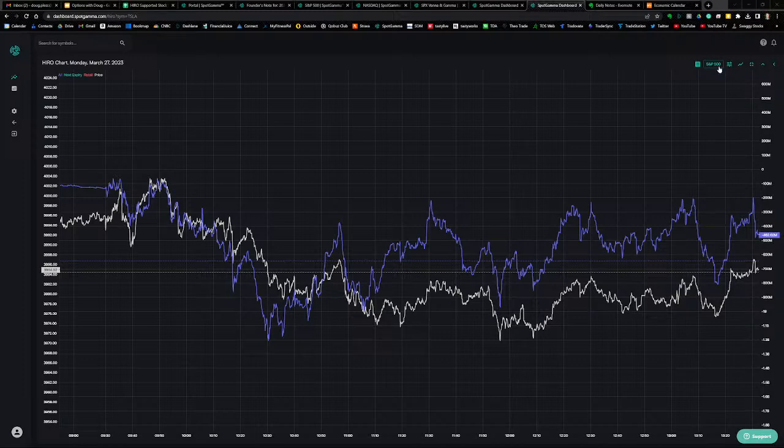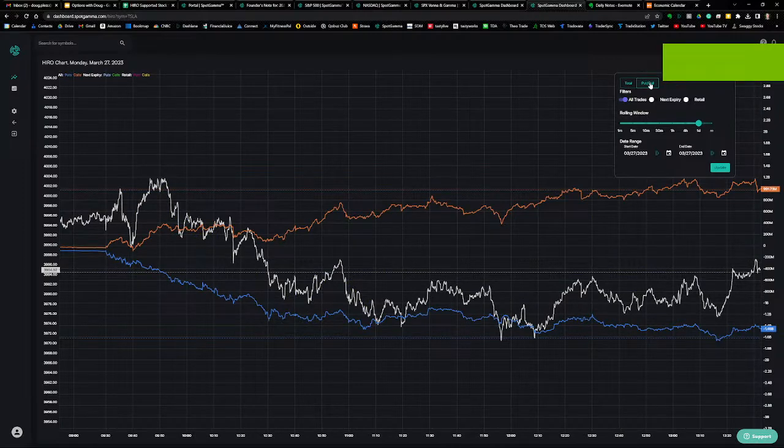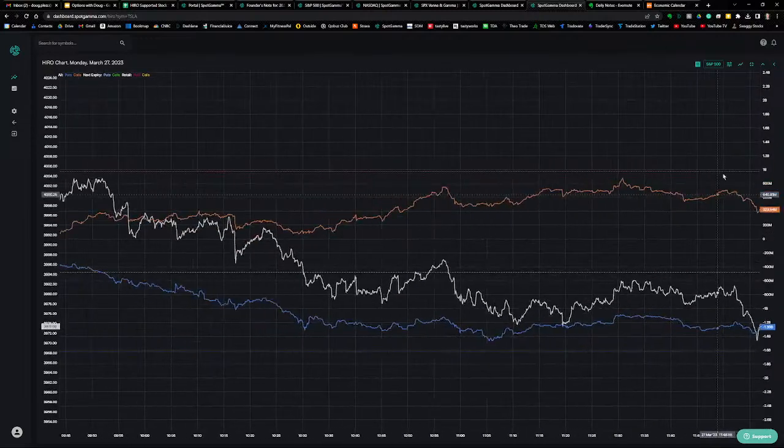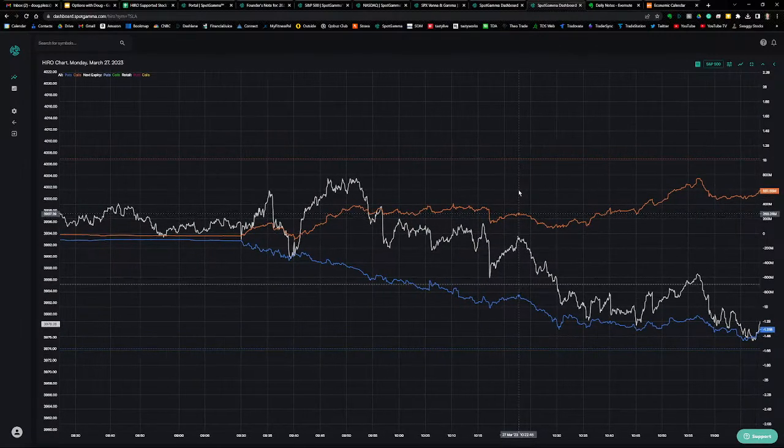So we can just check that real quick. That's typically the case. Let's zoom in on this a little bit so we can see the values from the morning down to about 11 o'clock. So this notional value for the puts is minus 1.31 billion versus positive 581 million. So they were buying puts more aggressively than they were buying calls. And this is typical of the S&P 500. So the put buyers were winning in the morning.